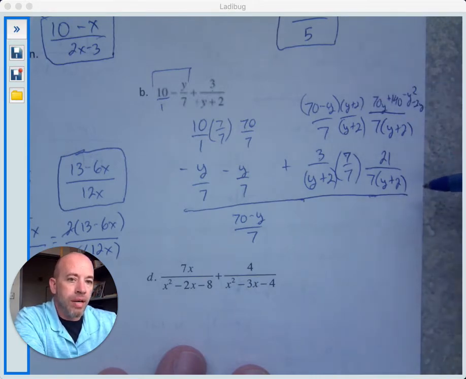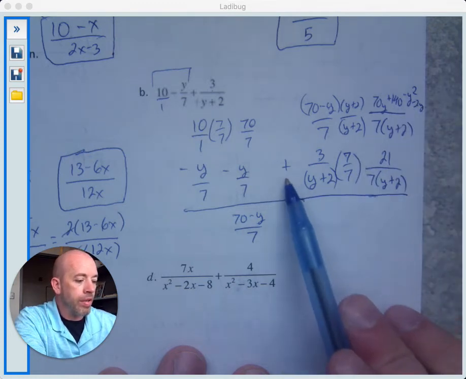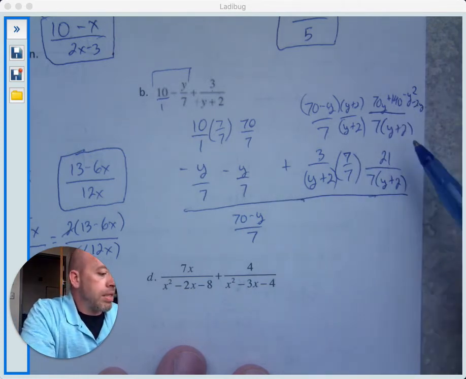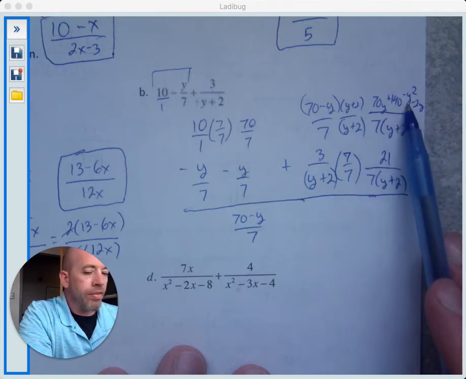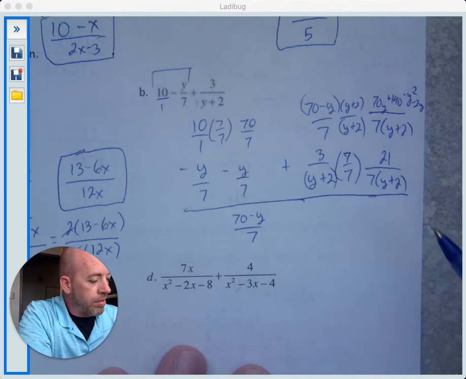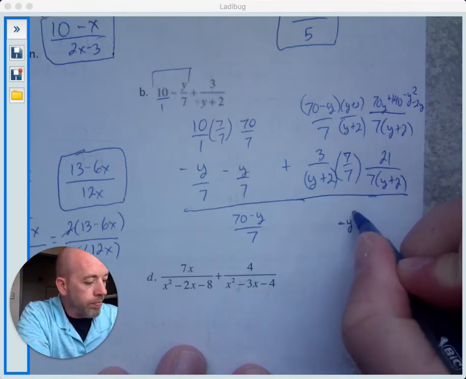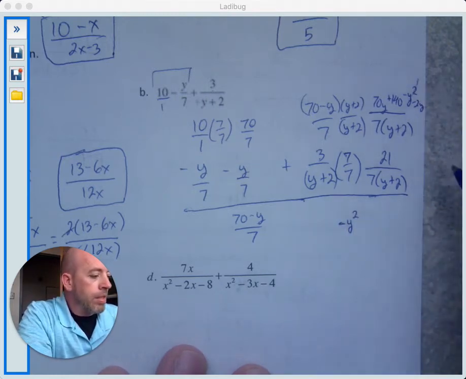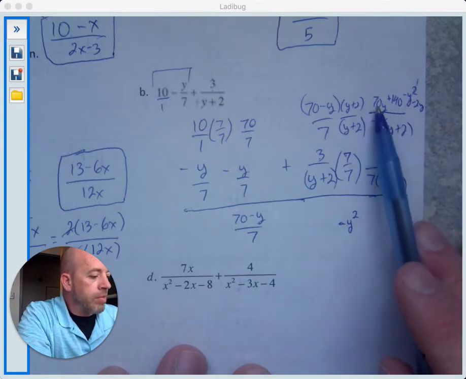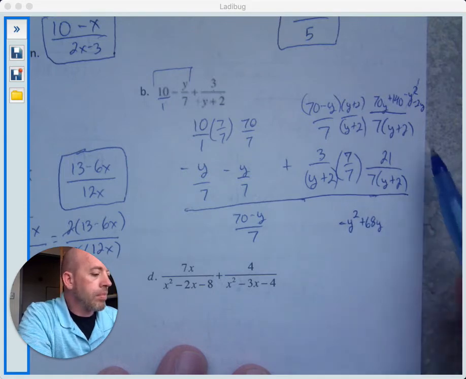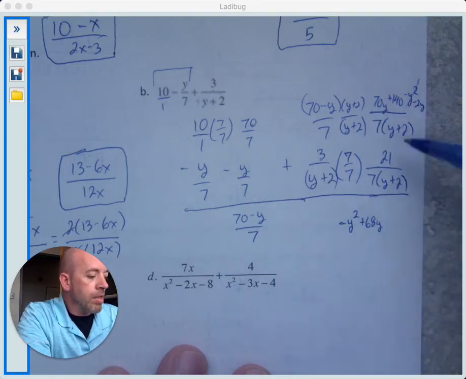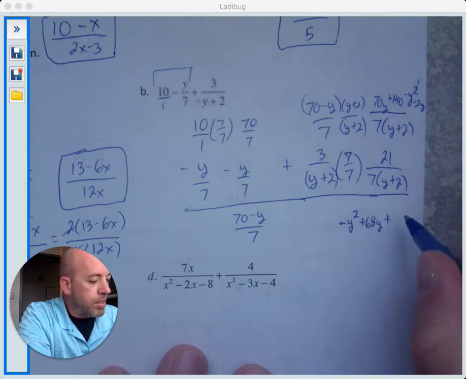Okay, so now we're going to combine all this together, right? It's a plus sign, so let's see. Let's start with a negative y squared. I'm going to put that in front. So negative y squared. So that's taken care of. And then the y terms. We have a 70y minus 2y, so that's plus 68y. Okay, so I combine those two. And then we have 140 plus 21 is plus 161.